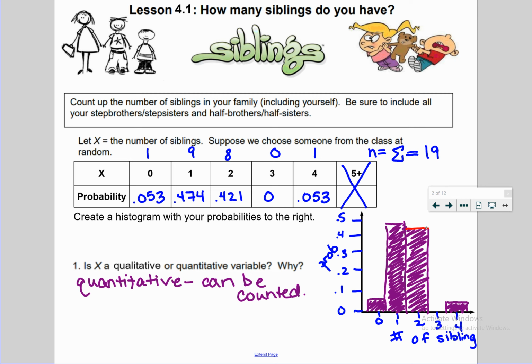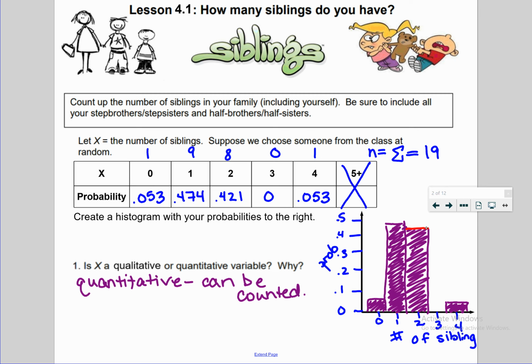So we can make lots of different graphs with them. The histogram is usually the more common one that you're going to see. This is quantitative data because it's something that can be counted, and that's going to be important when we see the definition of a probability distribution table in a minute here.